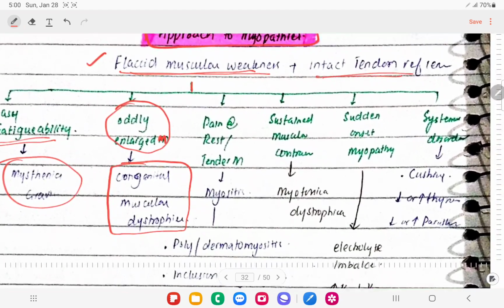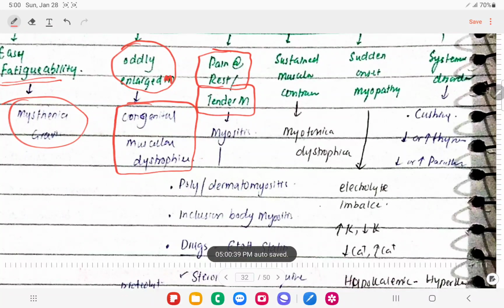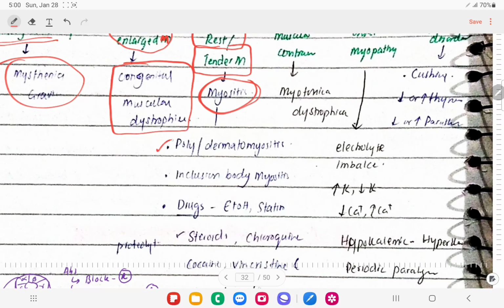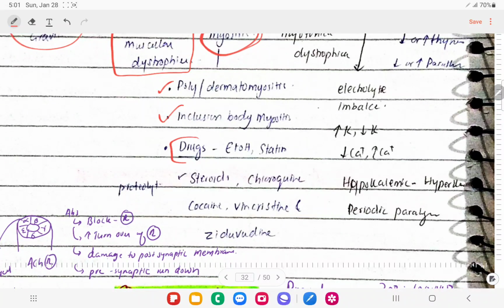If the patient is having muscle weakness, reflexes are intact, and the patient is having pain at rest, or there are some tender muscles, and if we touch them the patient feels pain, this can be because of myositis. So we have the following myositis: polymyositis, dermatomyositis, and inclusion body myositis. It can also be because of drugs: ethyl alcohol, statins, steroids, chloroquine, cocaine, vincristine, and zidovudine.